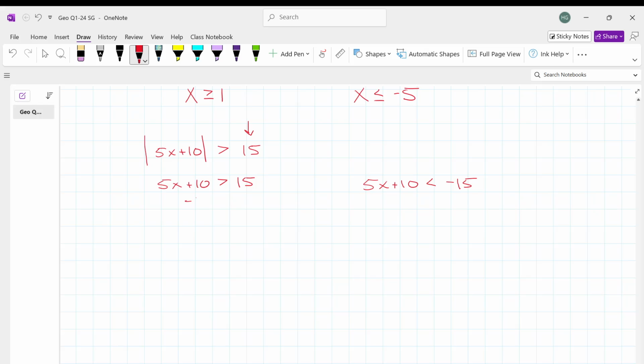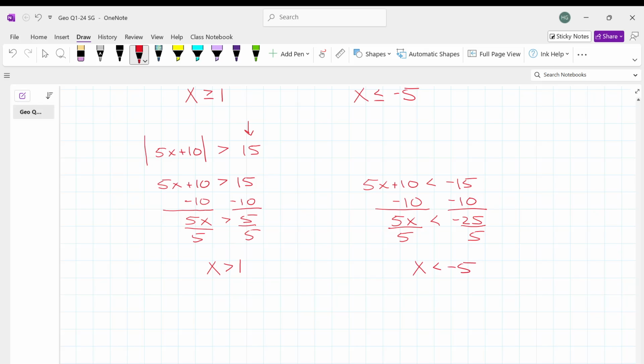And then we'll solve them both. So we get a 5x greater than 5. Divide both sides by 5. We get an x that's greater than 1. And then subtract 10 from each side. Get a 5x that's less than negative 25. Divide both sides by 5. And our x is less than negative 5.